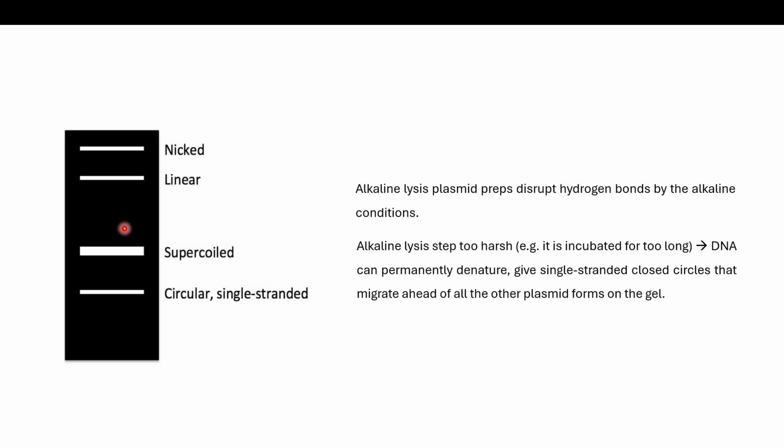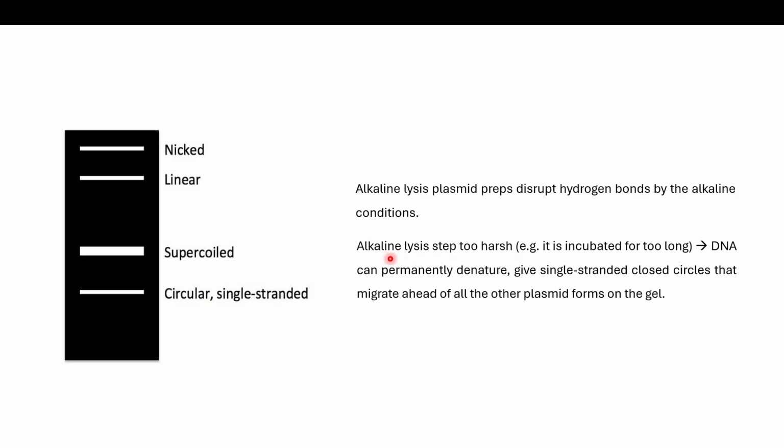Now alkaline lysis plasmid preps disrupt hydrogen bonds by the alkaline conditions, the sodium hydroxide that we were talking about. In that step we talked about denaturing both plasmid DNA and genomic DNA using sodium hydroxide and detergent. Then you neutralize the solution quickly so that the plasmids can renature, but the genomic DNA, due to its size, takes time to reanneal.